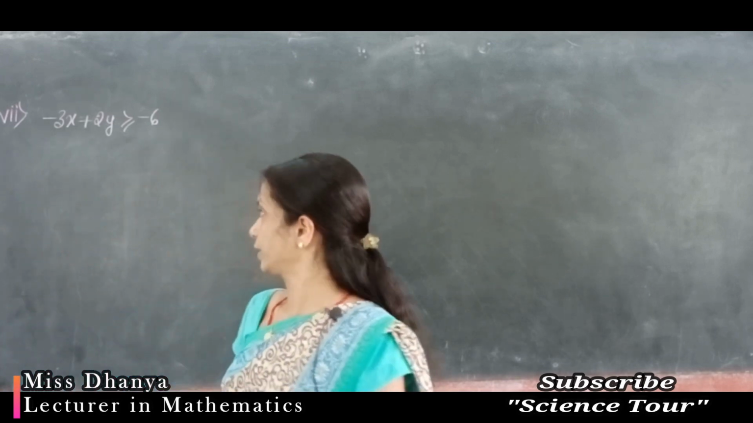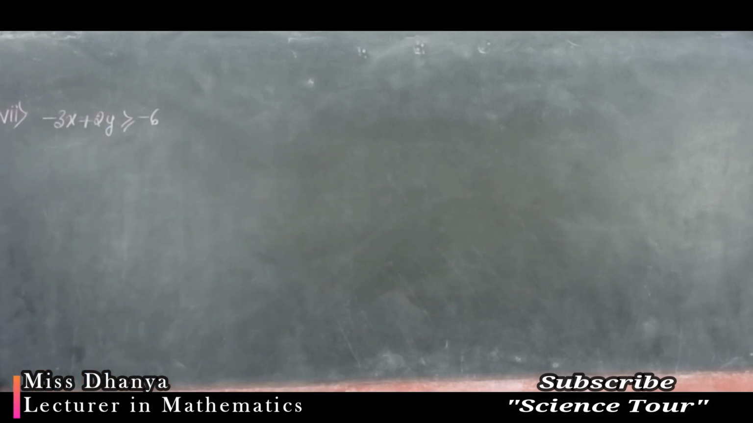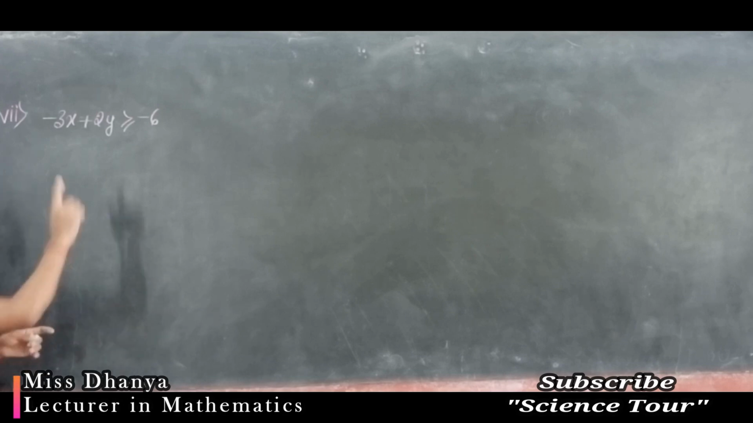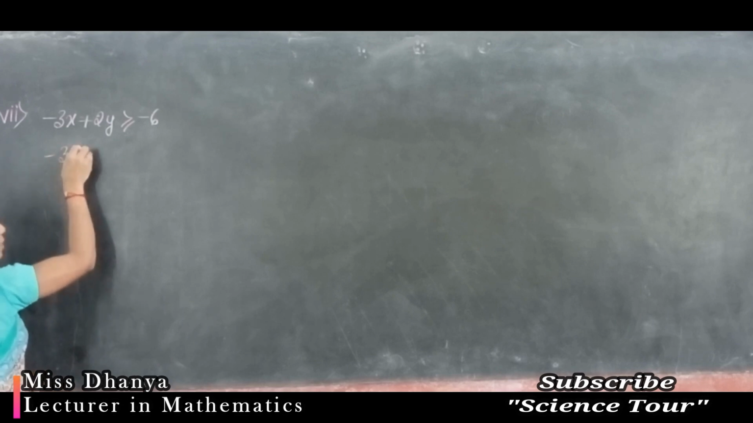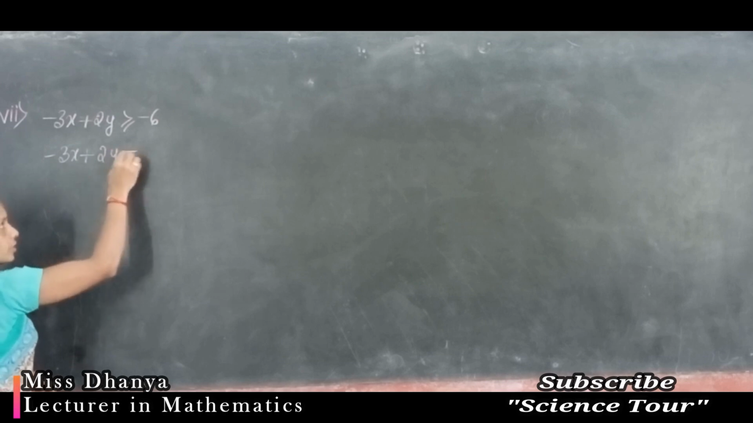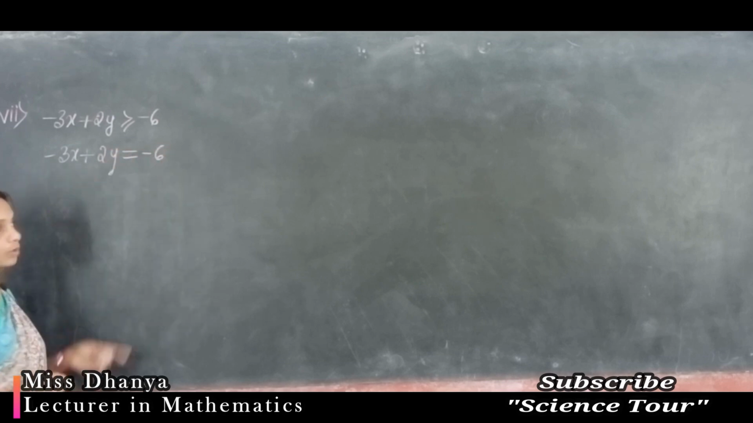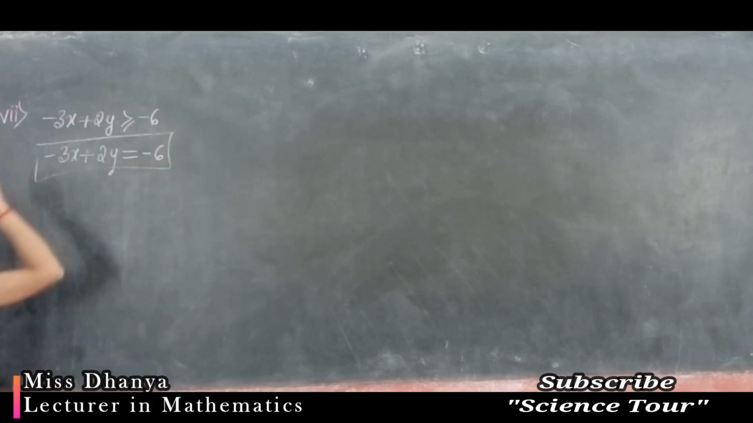Next inequality: minus 3x plus 2y greater than or equal to minus 6. What do you have to do first? You have to replace the inequality symbol by the equal to symbol, keeping all other terms as they are. So minus 3x plus 2y is equal to minus 6. Only the inequality symbol is replaced by the equal to symbol. Then you will get the equation of a line.